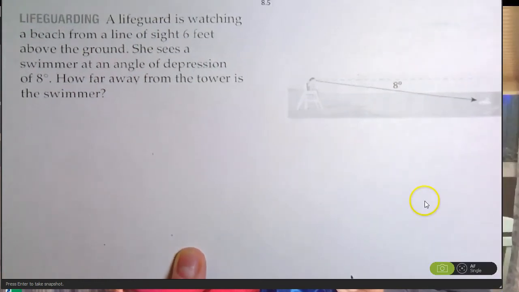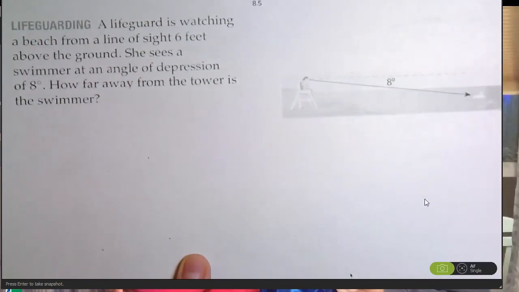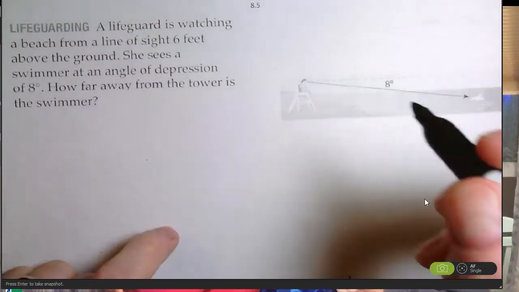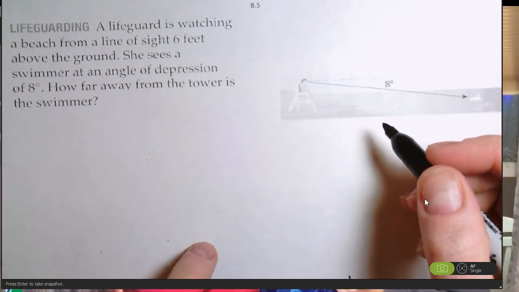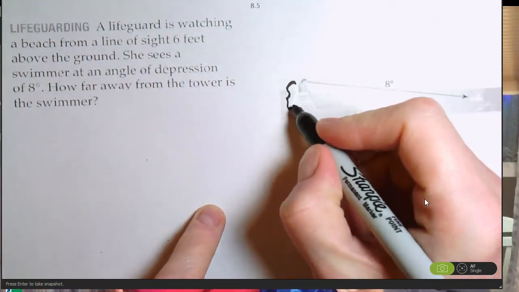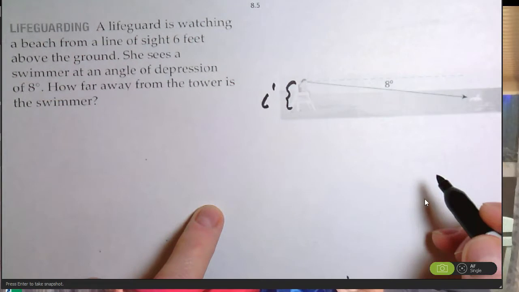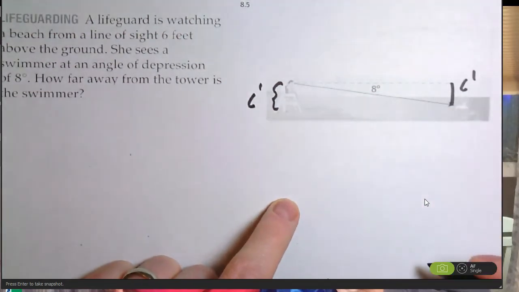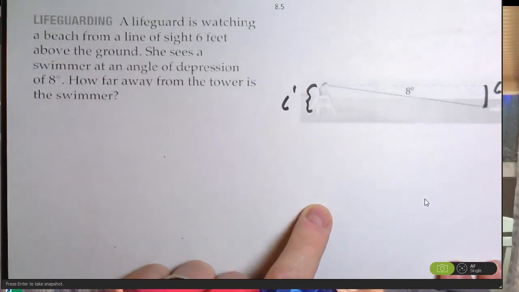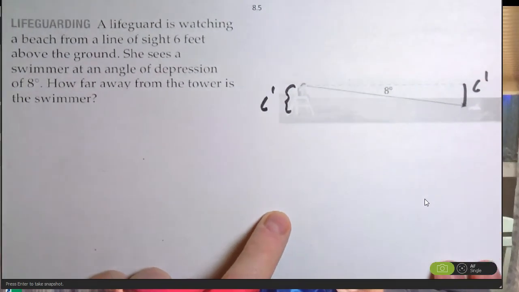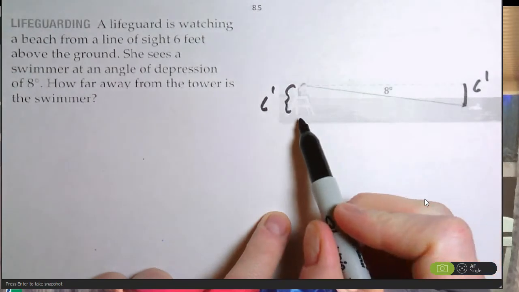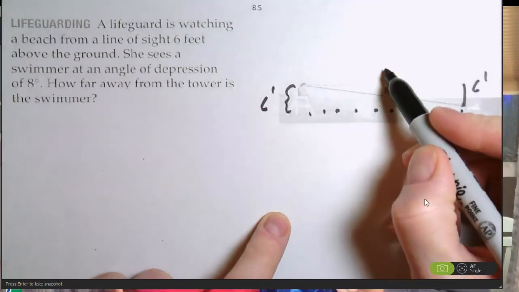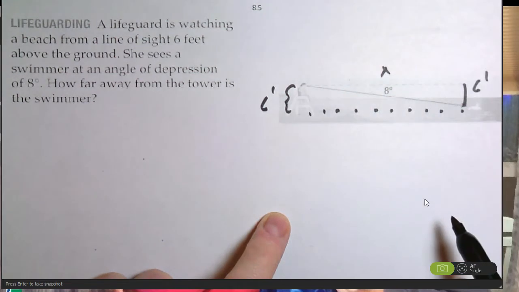So we're looking here at, again, a lifeguard watching a beach from line of sight 6 feet above the ground. The thing is in this drawing, and this didn't copy out very well, but you have the one in your notes or your book. She's 6 feet above the ground, which means this is 6 feet above the ground. Okay, so how far away is the tower from the swimmer? Not how far away is she, but how far away is the tower? So what they want to know is this distance right here. Well, that's this distance. That's x.